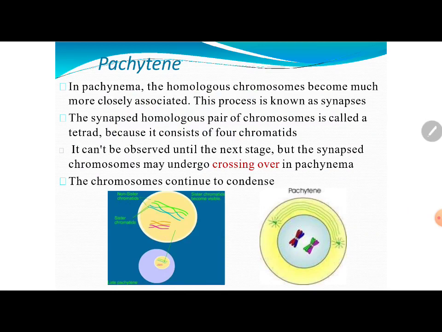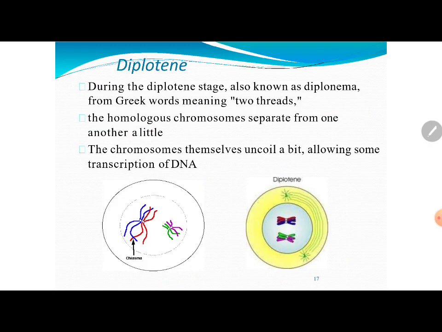In pachynema, the homologous chromosomes become much more closely associated. This process is known as synapsis. The synapsed homologous chromosomes are called a tetrad because they contain four chromatids. It can't be observed until the next stage, but the synapsed chromosomes may undergo crossing over in pachynema itself, and the chromosomes continue to condense. You can see this part. They are trying to cross over with each other, right? So this starts in pachynema itself.